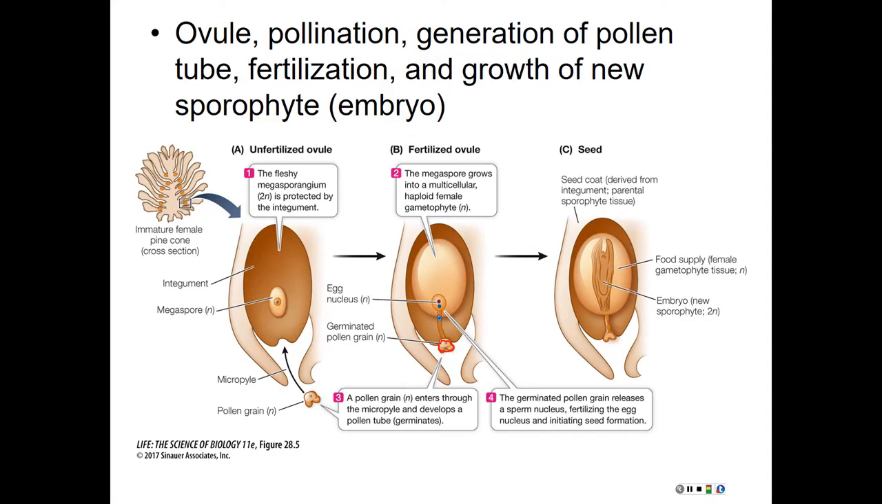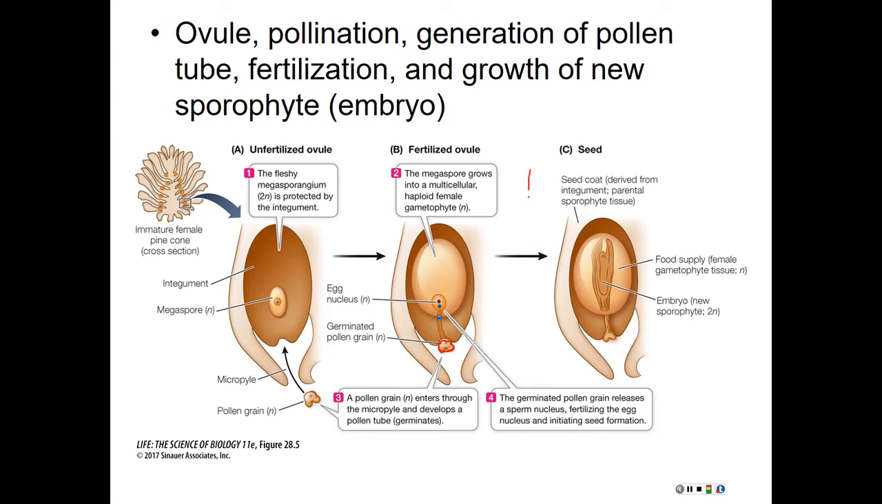And when we have the union of the sperm and egg, that is, of course, fertilization, yay, which is really the goal. So pollination is just getting the pollen to the ovules. Fertilization is when we actually have the union of egg and sperm, which is the real goal for reproduction.